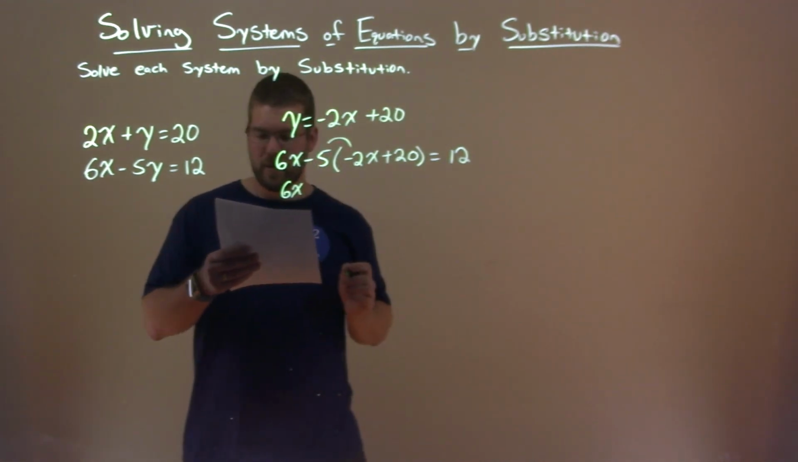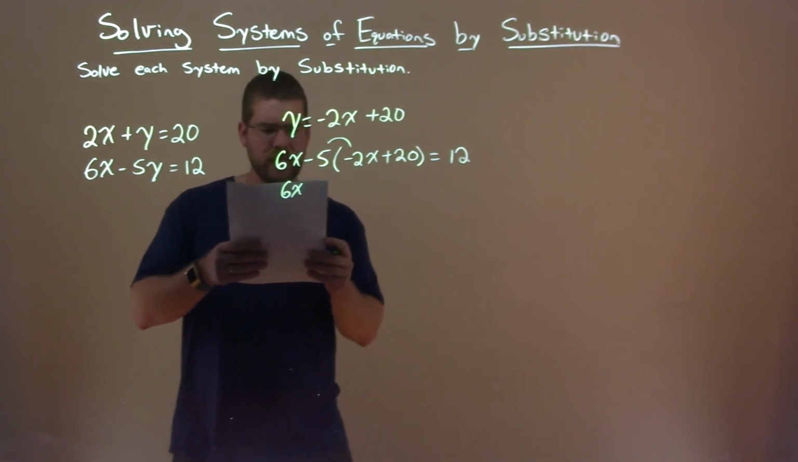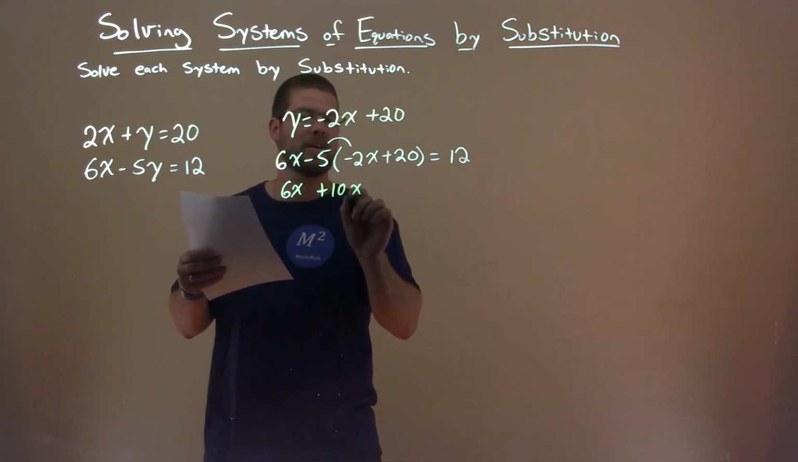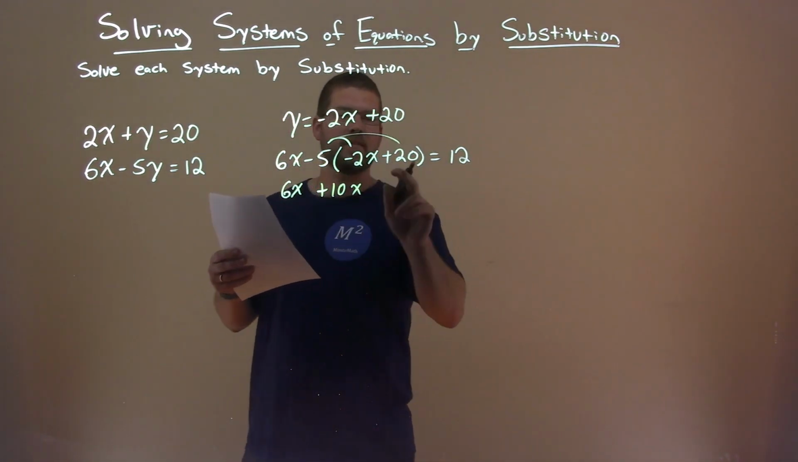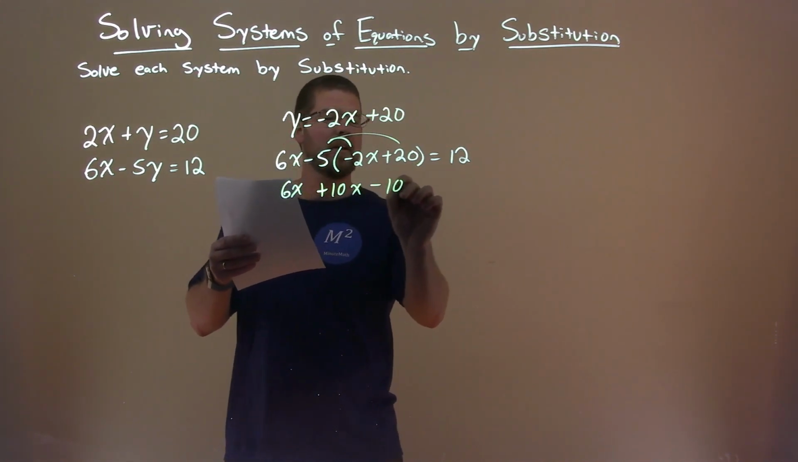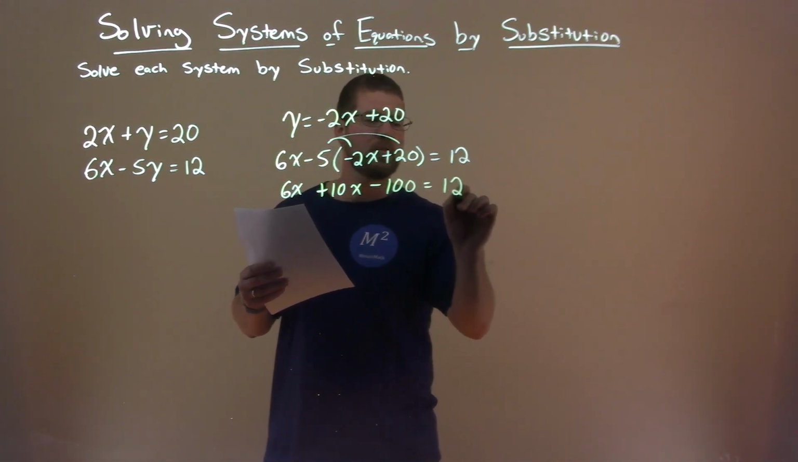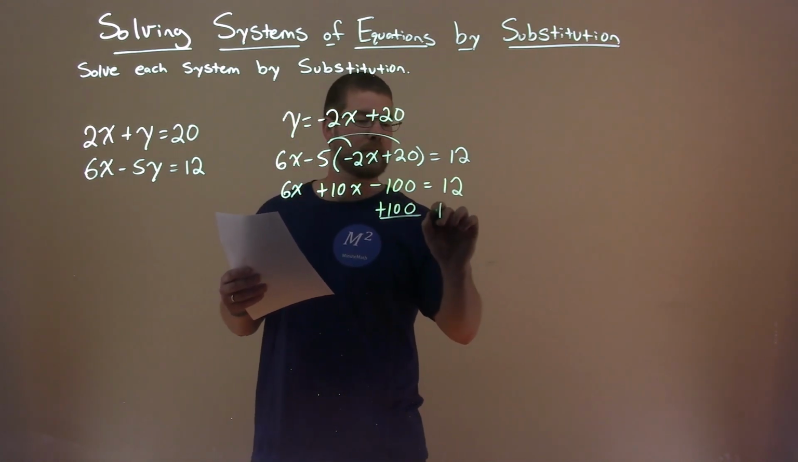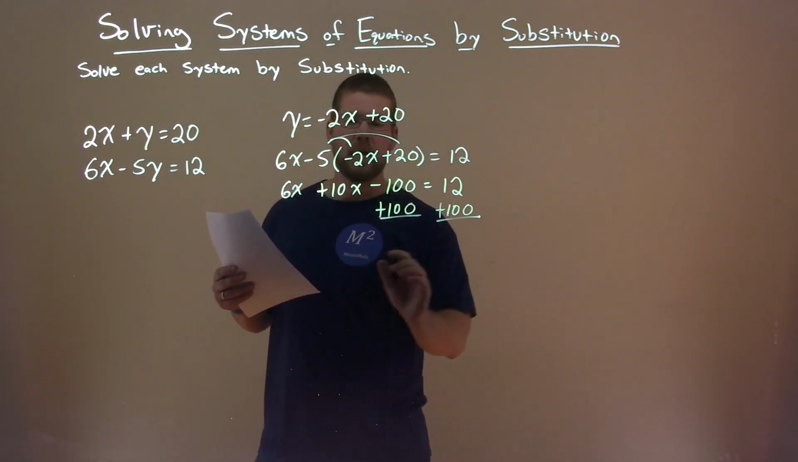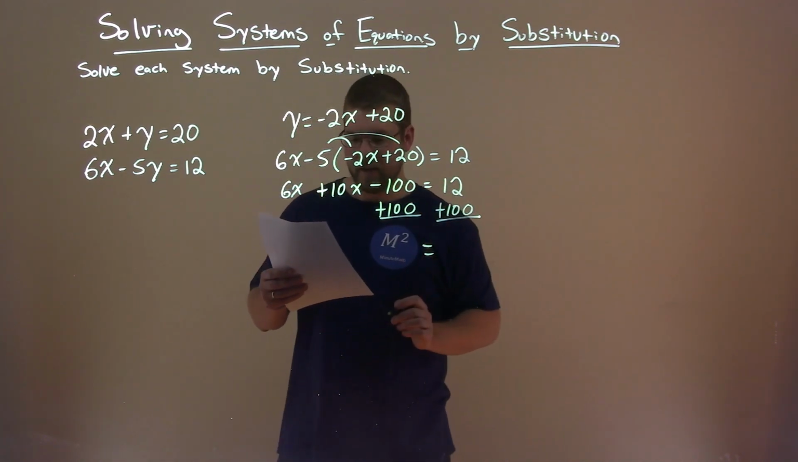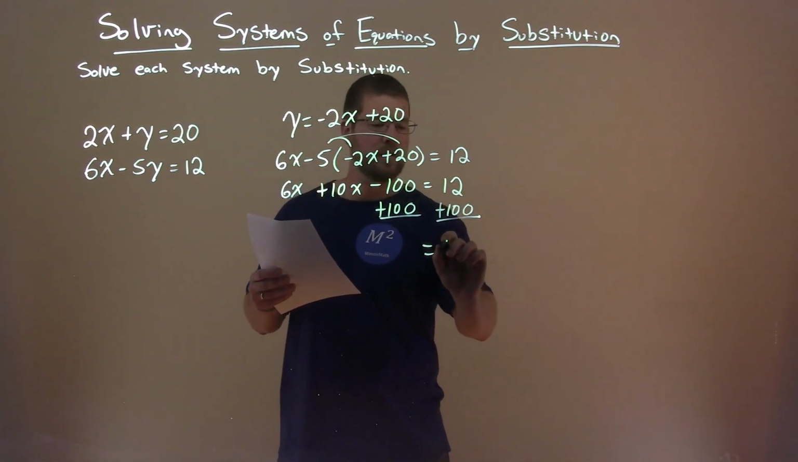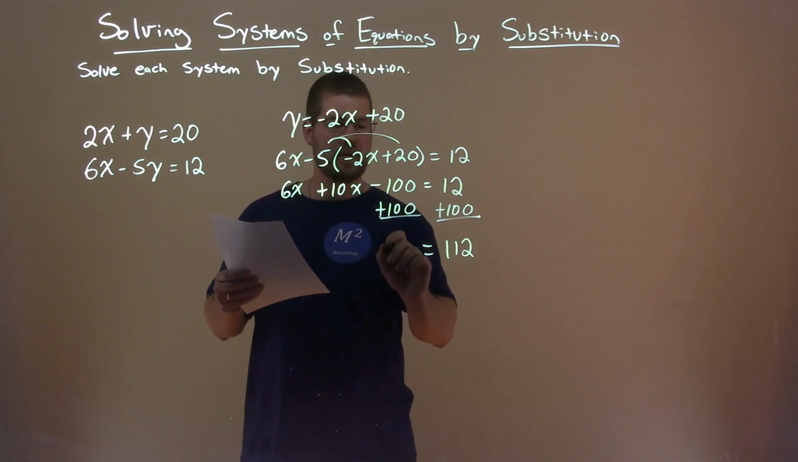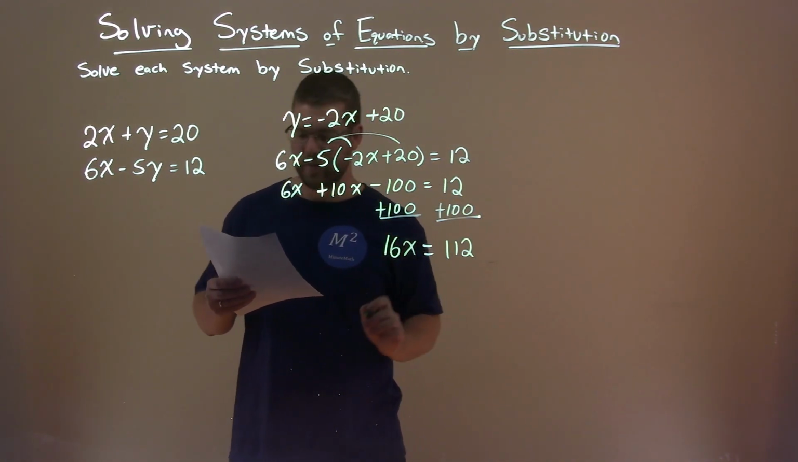Minus 5 times the minus 2x. Minus 5 times minus 2x, that's a positive 10x, lost my place there. And negative 5 times 20 is a minus 100. And that's equal to 12. We add 100 to both sides. And that gives us on the right hand side, 12 plus 100, 112. 6x plus 10x comes out to be a 16x here.